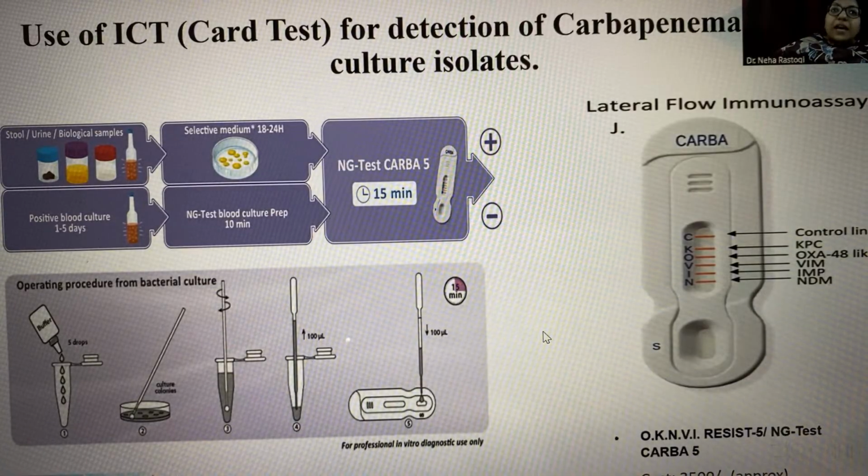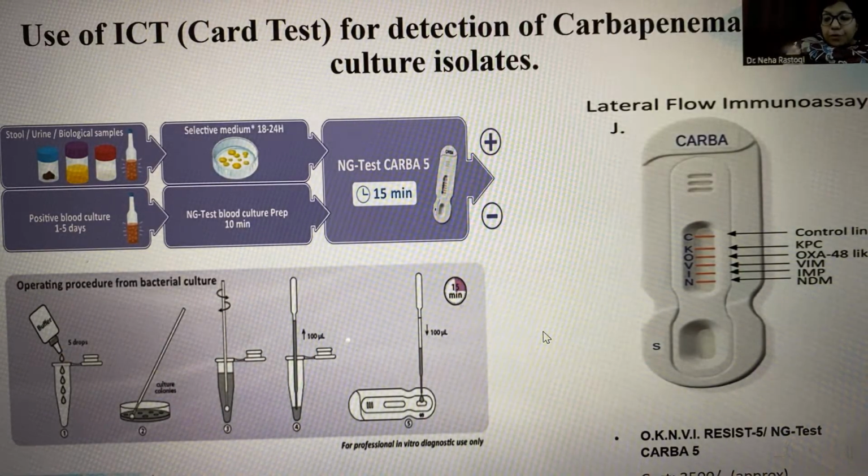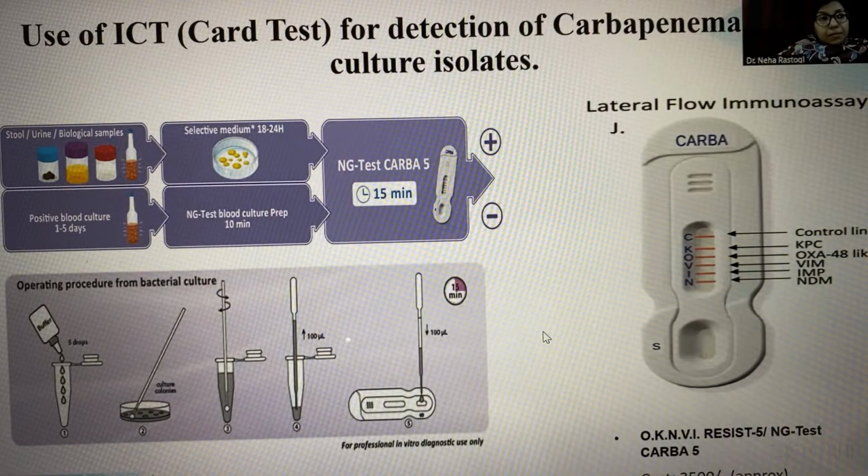Now, how to curtail that to 15 minutes: you get a colony growth, and then in the next few steps you have a rapid carba-based test, where you have a control line and you have the commonly found enzyme-based carbapenemase prototypes, which Dr. Parikshit has mentioned: KPC, OXA-48, VIM, IMP, and NDM. You take the simple broth sample and put it just like a dipstick method, like a fitness detect test. The cost of this test is usually 3,000 to 4,000.